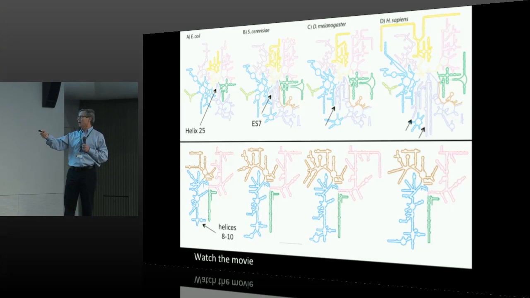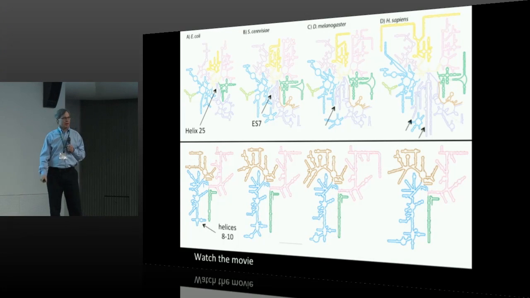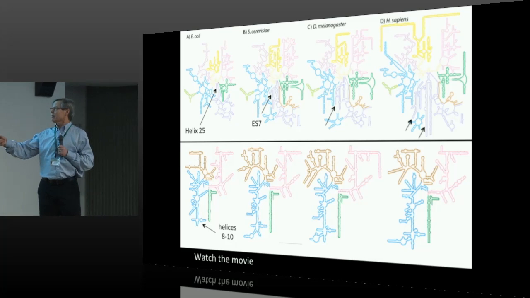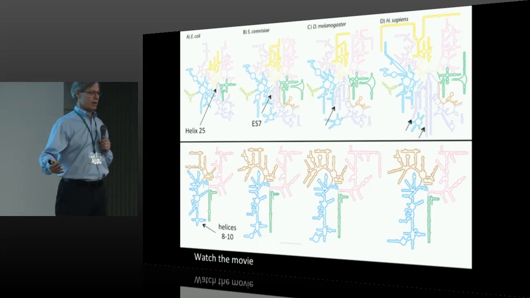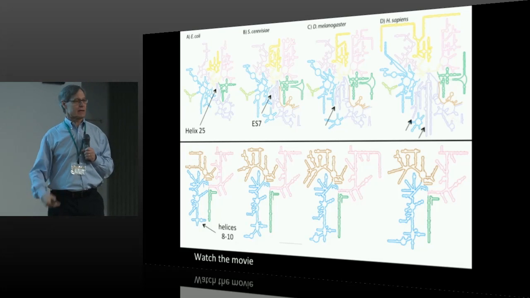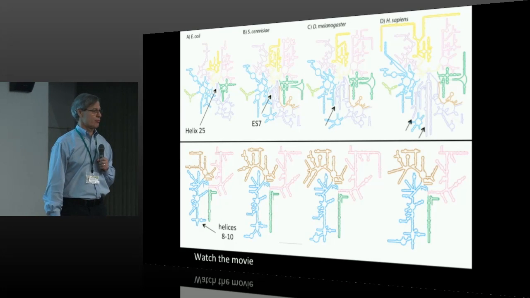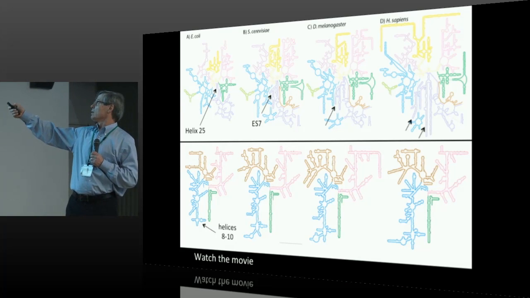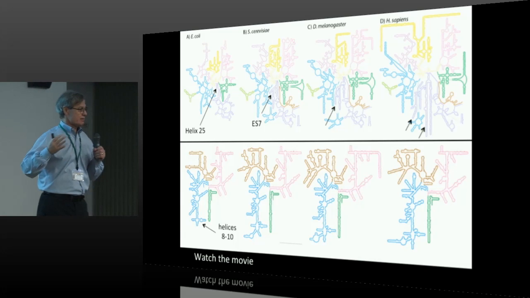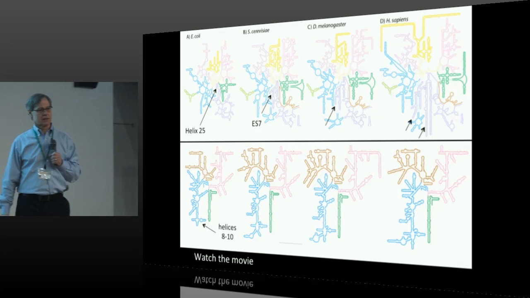Okay, now I want to focus on this helix. This is called helix 25 in E. coli, but it's called expansion segment 7 in eukaryotes, because it's no longer a helix once you get to eukaryotes. It gets really enormous. In fact, look at human. It has these tentacles. Human has really long tentacles.